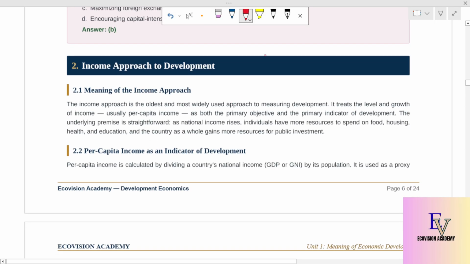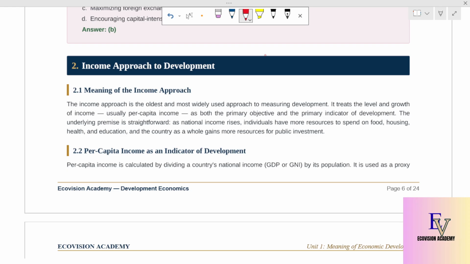Now, I said that there are some approaches to calculate or measure the economic development of a country. It is divided into two parts. One is the income approach and another is the capability approach. The first one is the income approach. The income approach is the oldest approach that we use to measure development.